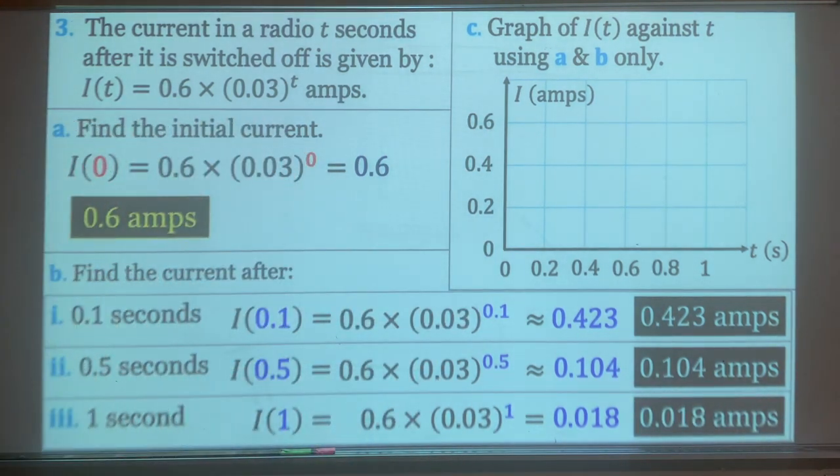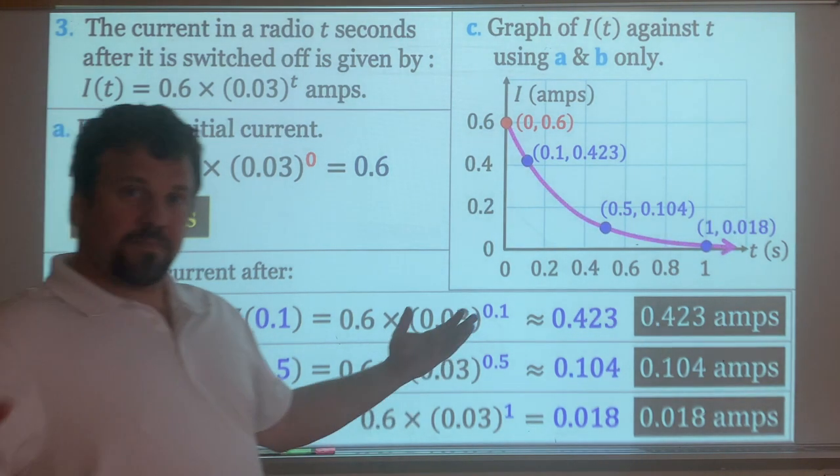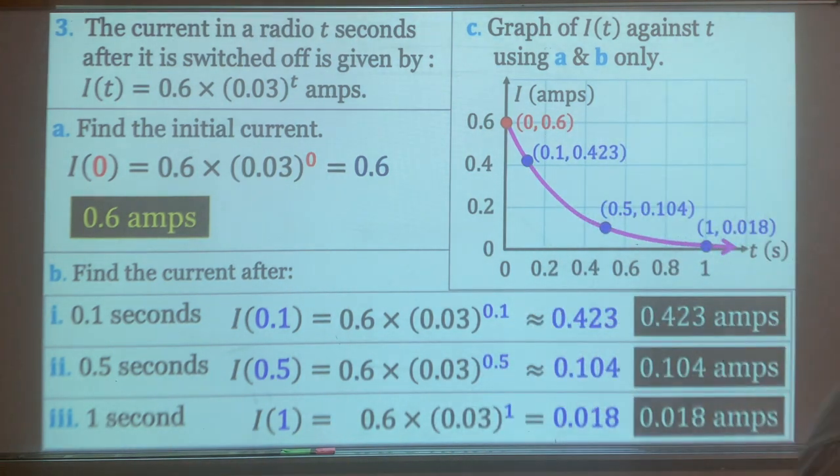Graph them using just A and B. 0.6, 0.1, 0.423, 0.5, 0.104, 1, and 0.18. Next, another one down.